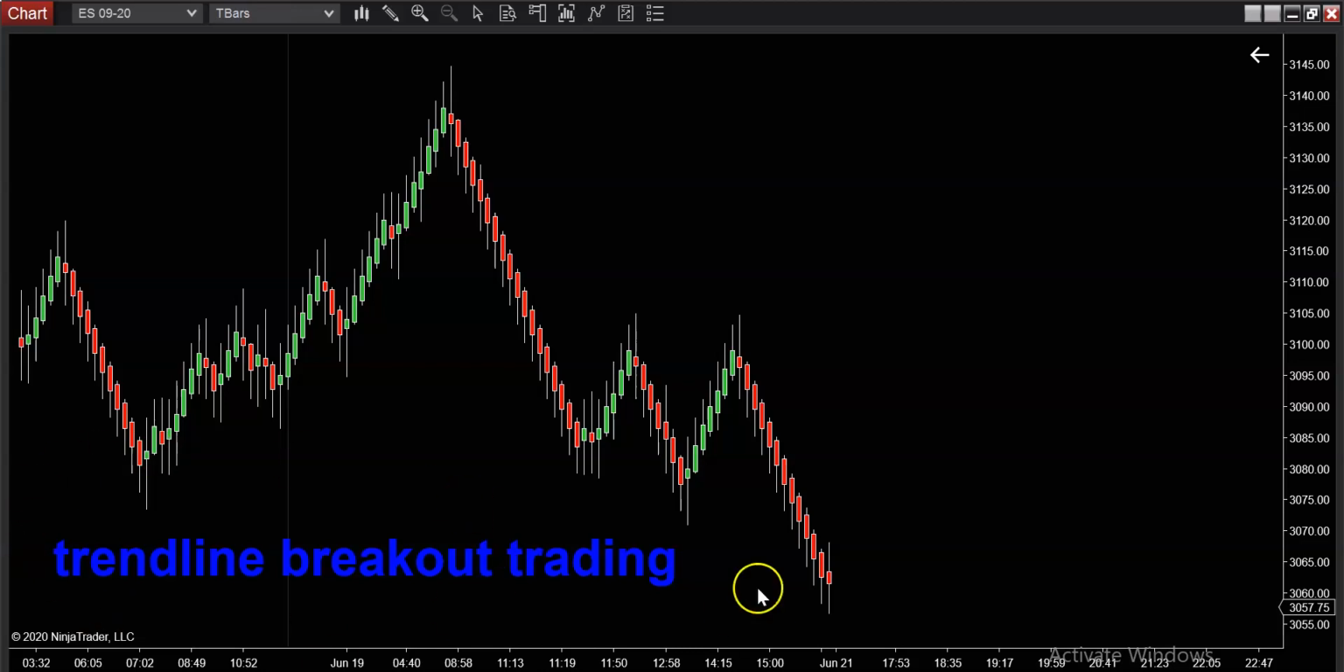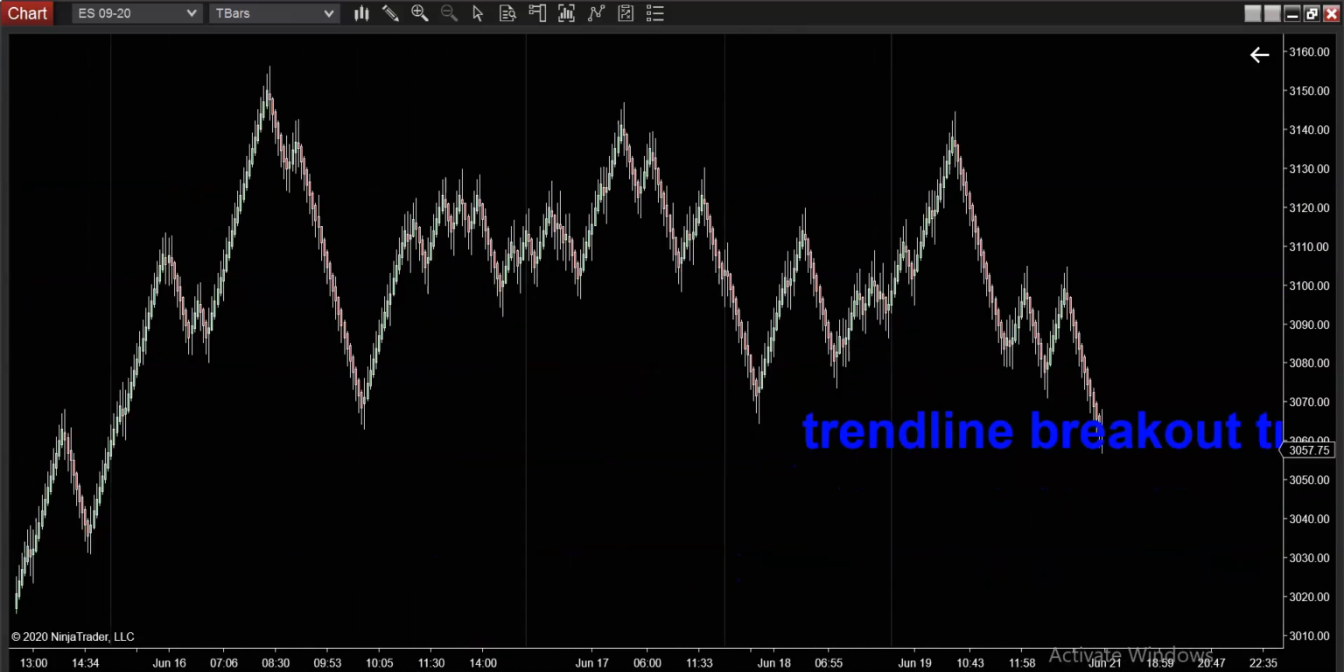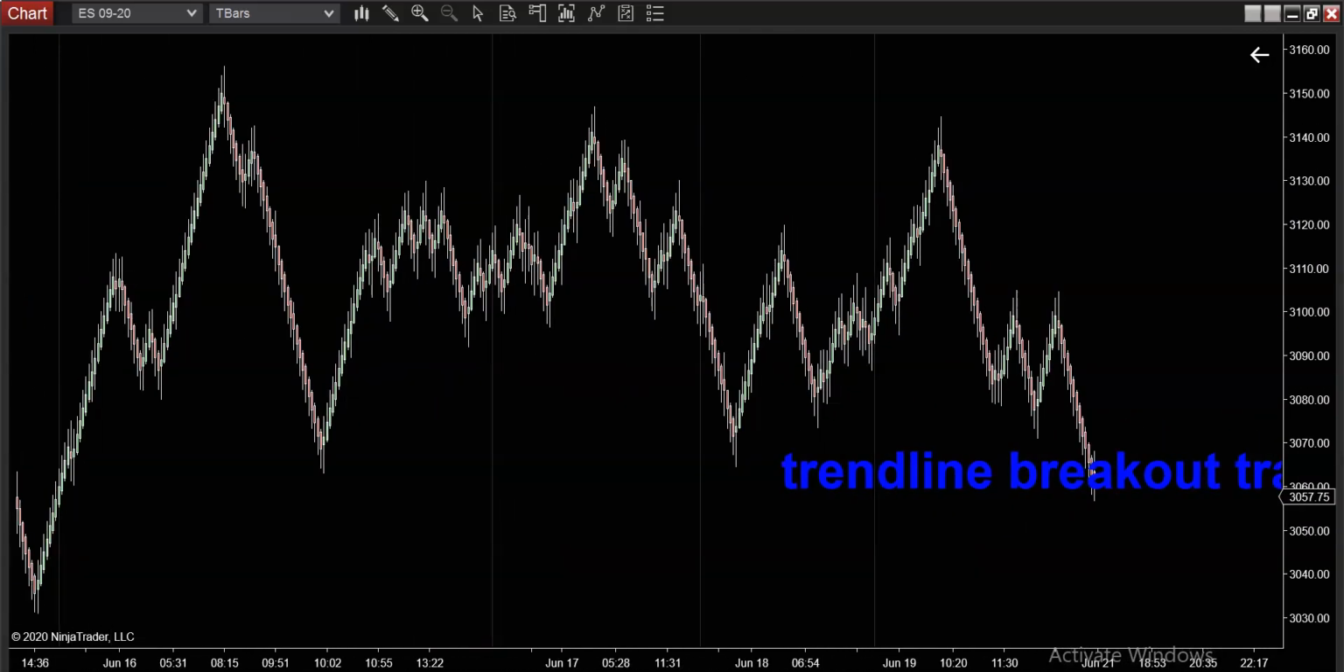I've called this my trend line breakout strategy. Before I show this to you, I want to show you something really interesting on the S&P. If I squish this in, all right, check this out. This is the last few trading sessions on the S&P.